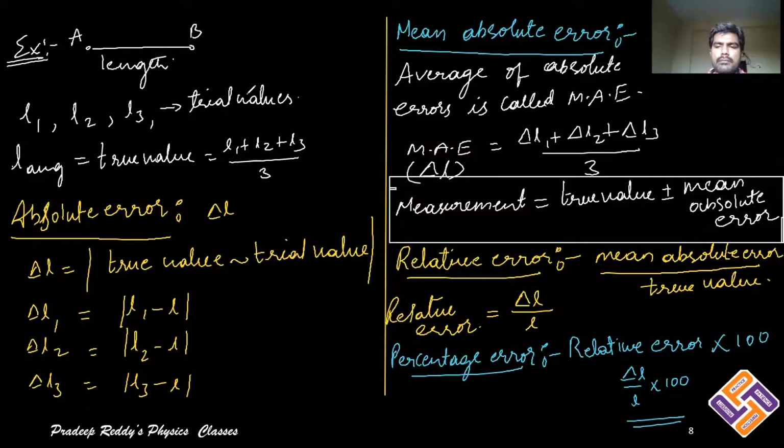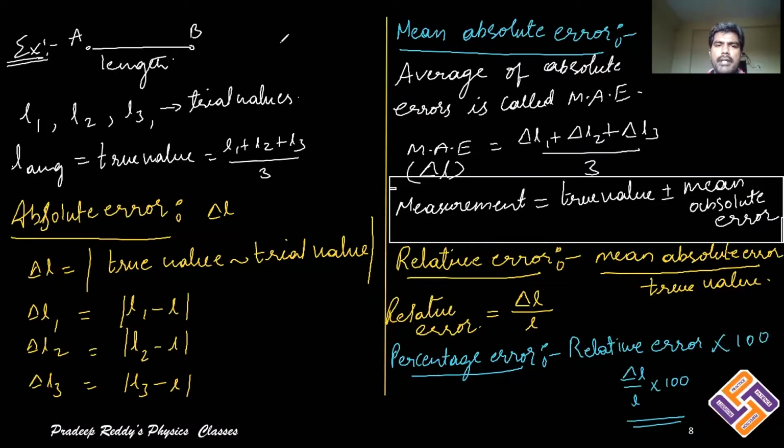So these are the things you need to keep in your mind. One is true value, the other one is trial value. From true and trial values, you can find absolute error. However many trial values there are, that many absolute errors you will be getting. The average of all those absolute errors will give you mean absolute error. And from mean absolute error, you can find the measured value, which is true value plus or minus mean absolute error. And then we can find relative error. Relative error is the ratio of mean absolute error to the true value, that is delta L by L. Multiplying relative error with 100, you will be getting percentage error.